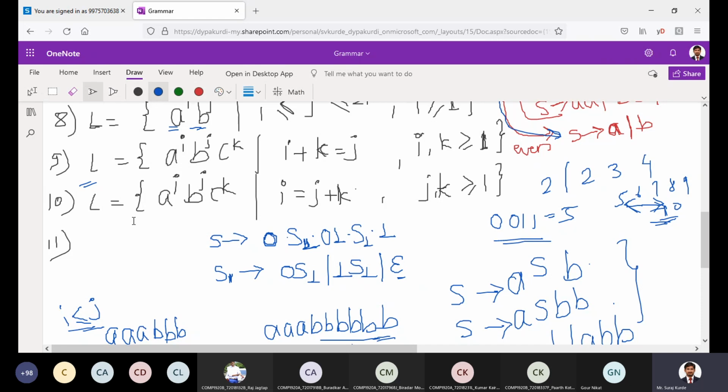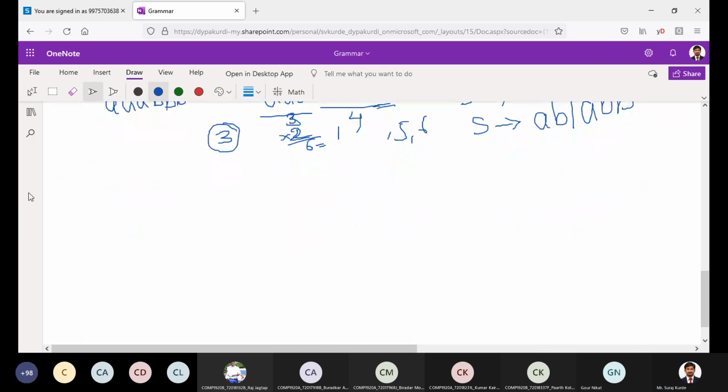For each A there is a B, for each B there is a C. It is not that A is followed by B and again B is followed by A and then C. No, A is followed by B and B is followed by C. I plus K, that means number of A plus number of C equals number of B. I, K greater than or equal to 1, that means at least one A and one C will be there. So the minimum string will be A, B, B, C.